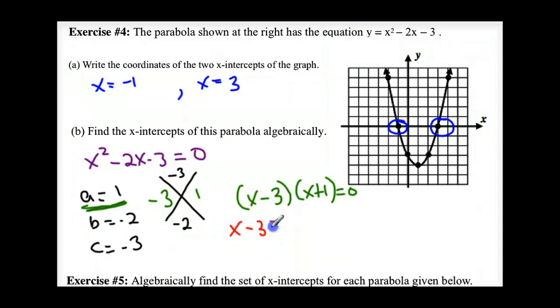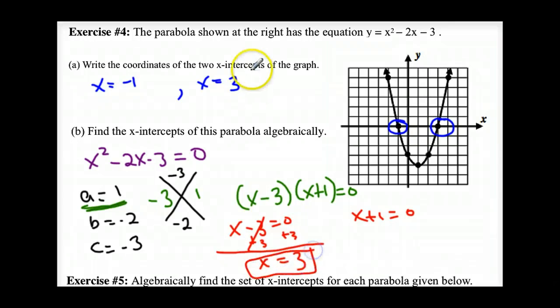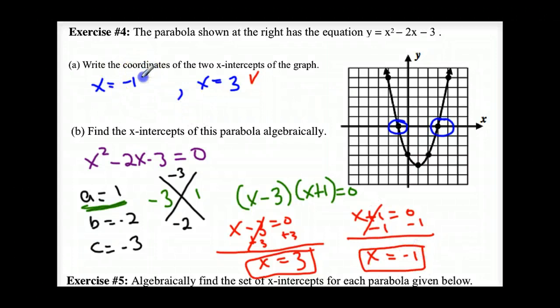Once I write these out, I can go ahead and solve them. x minus 3 equals 0, and x plus 1 equals 0. Add 3 on both sides. x is equal to 3, which is what we have up here. Minus 1 on both sides, this cancels. x is equal to -1, which is our answer up here. And again, these points correspond to these right here.